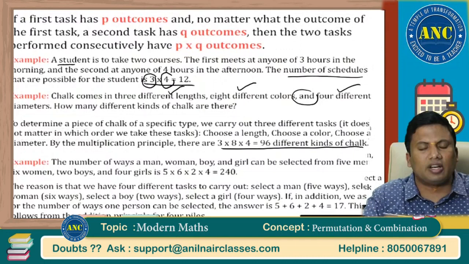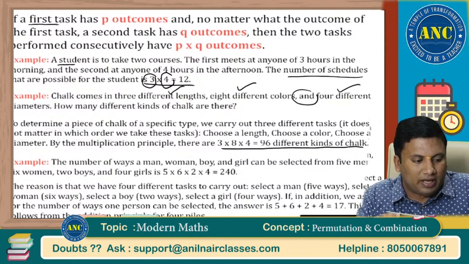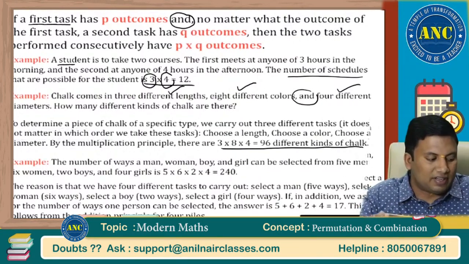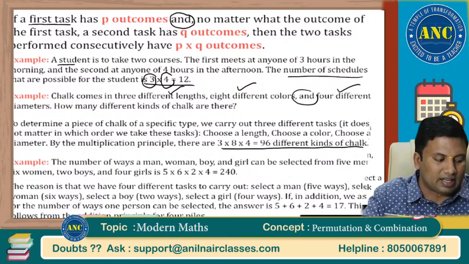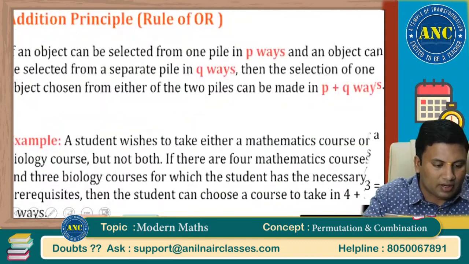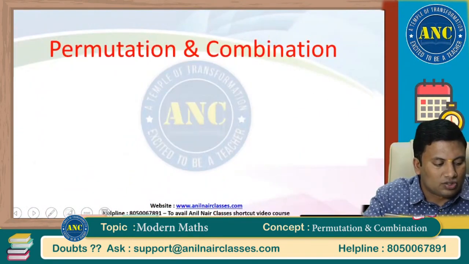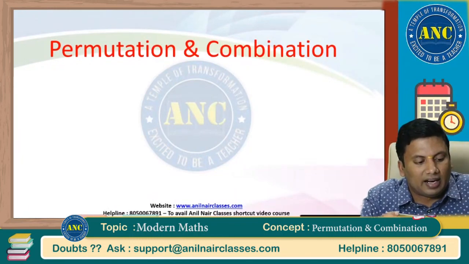Another classical example is based on scheduling. One important key point again I am explaining: first task and second task. I hope it is clear, right? This is one example. Next one, we will do with respect to digits so that it will be clear.